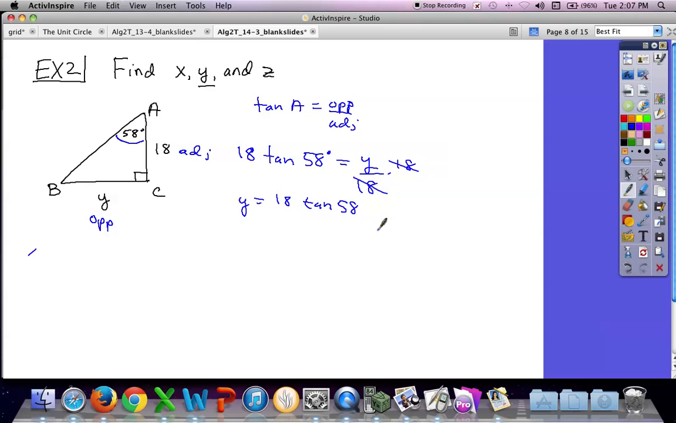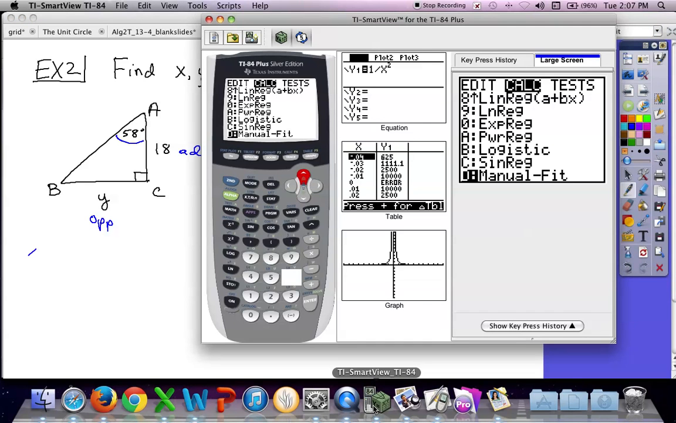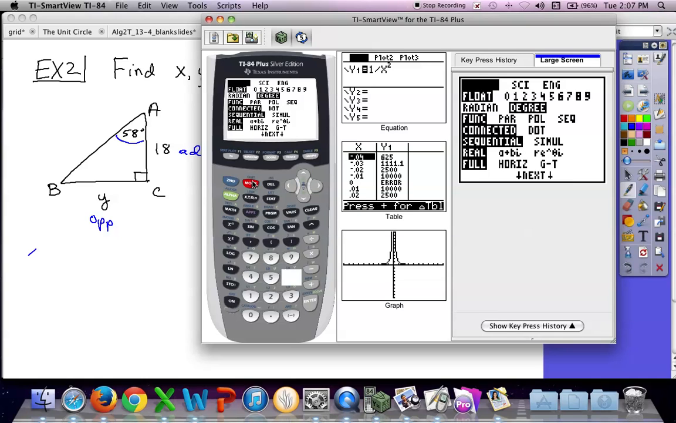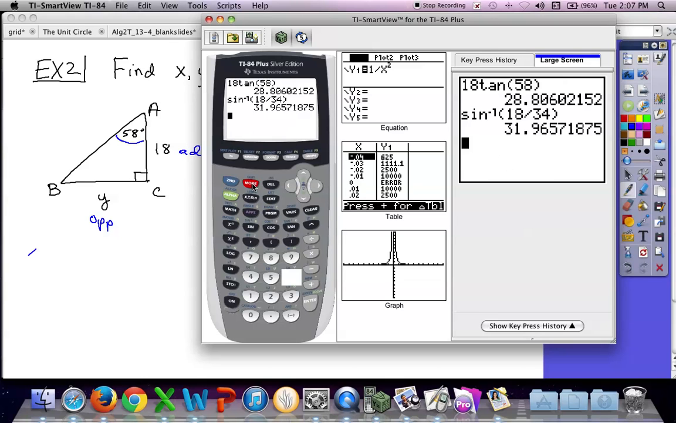So you go to your calculator, and you have on there sine, cosine, and tangent. They're the main buttons right there. But make sure, before you do this, that you are in degree mode. So you hit the mode, go down to the third line, which might be set on radians, especially if you just reset the memory, then highlight degree and hit enter. And then you can go back here and do your 18 tan 58.